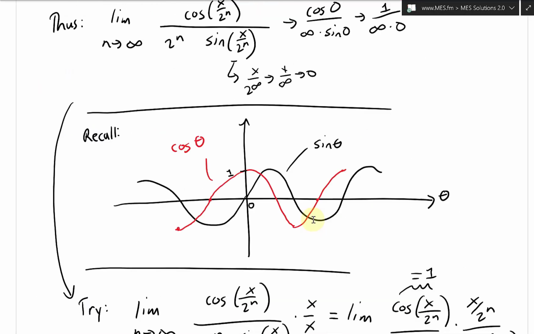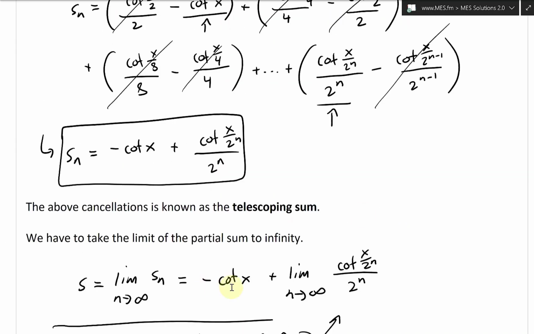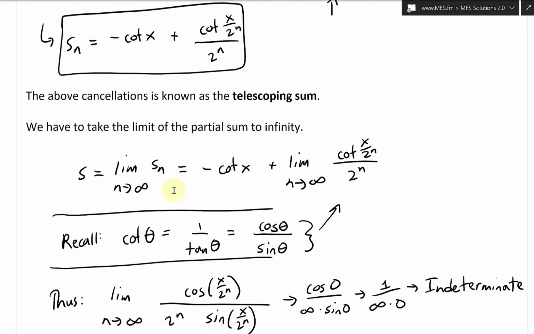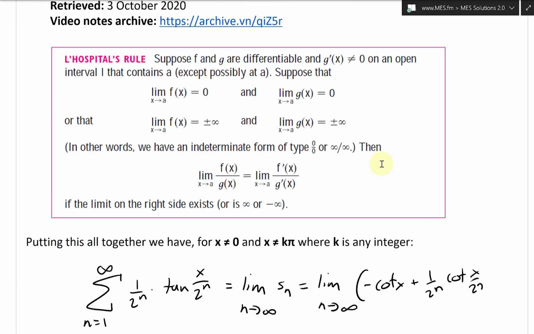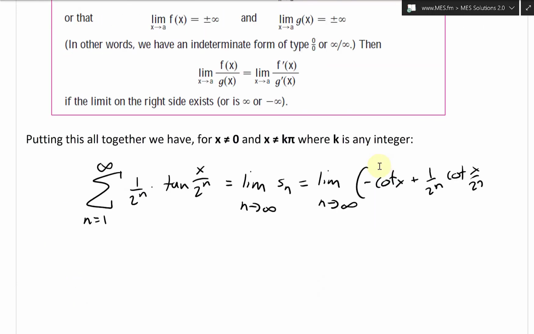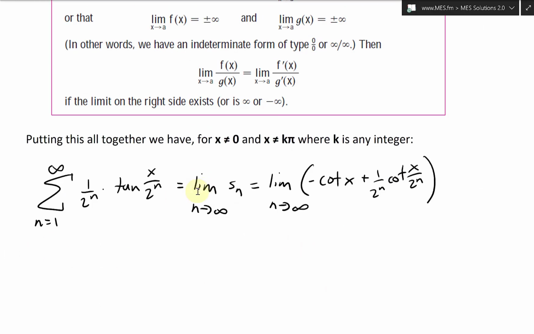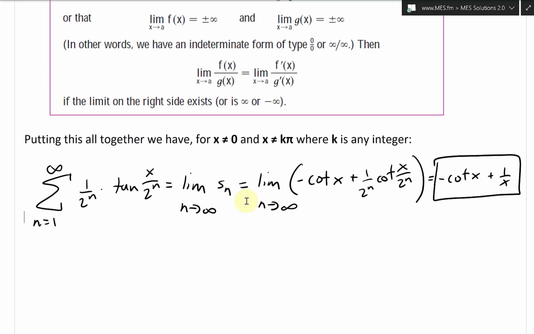If you scroll up, that's just this part right here. So the limit as n approaches infinity of Sn: we have this negative cotangent of x plus this term, and this all equals negative cotangent of x plus 1 over x. I'll just box this in. So that is our limit, or that's our sum of the series. Alright, so that's what we have there.